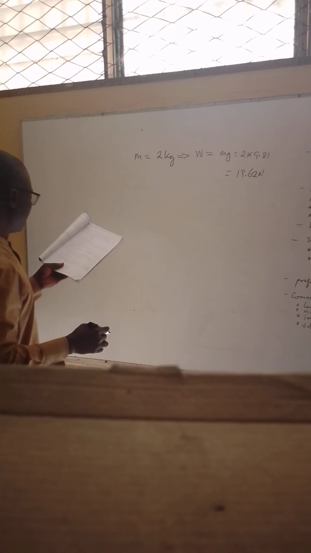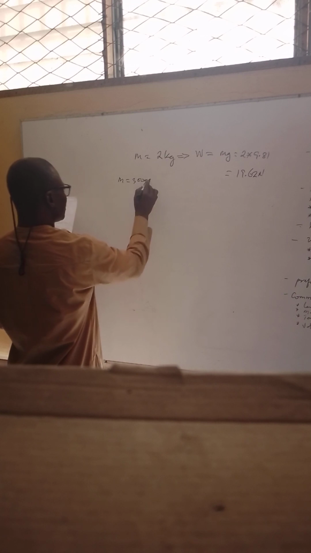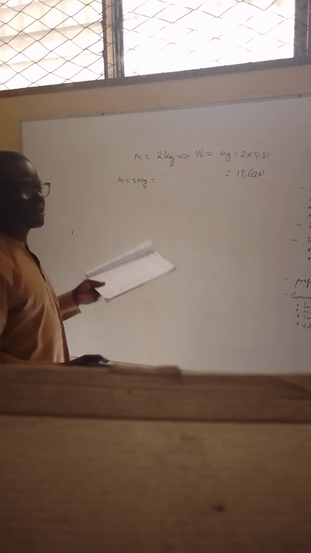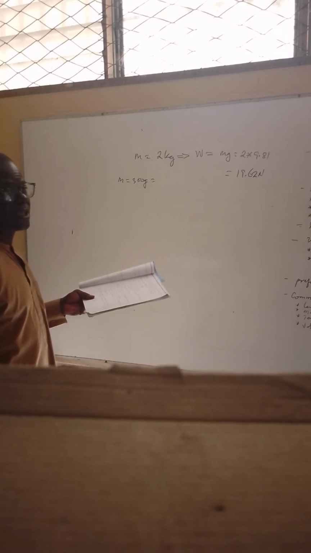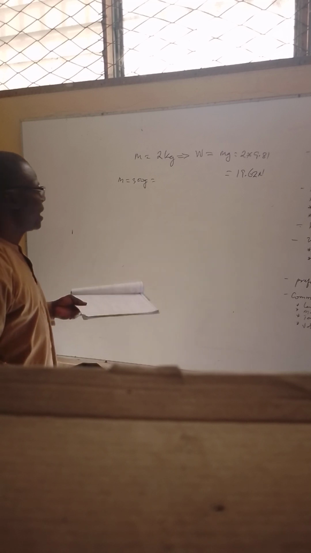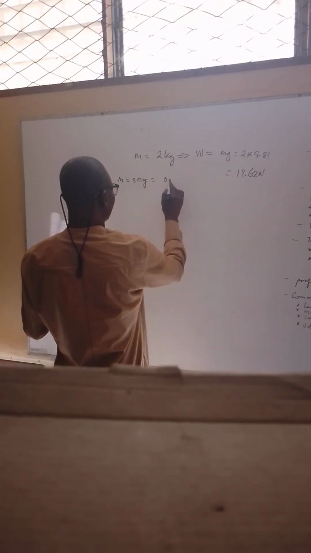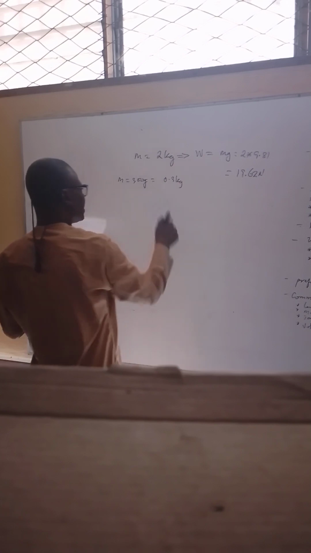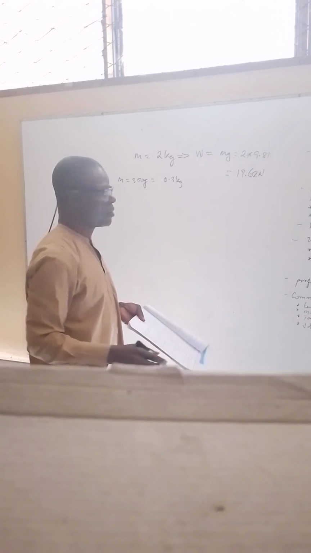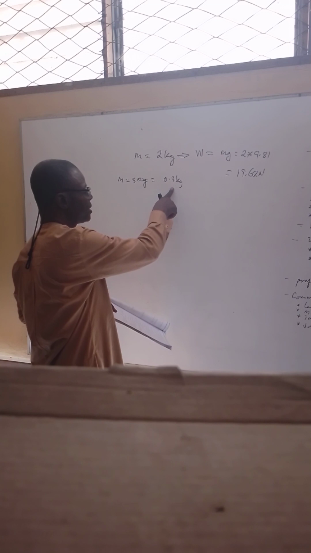19.62 Newton. And then if we have a mass of 300 grams, what is its weight? First, remember to convert the grams to kilograms, because the unit of measurement for mass is kilograms and not grams. So this becomes 0.3 kilogram by dividing the 300 grams by 1,000, because 1,000 grams equals 1 kilogram. So we have 300 grams divided by 1,000, which gives us 0.3 kilograms.